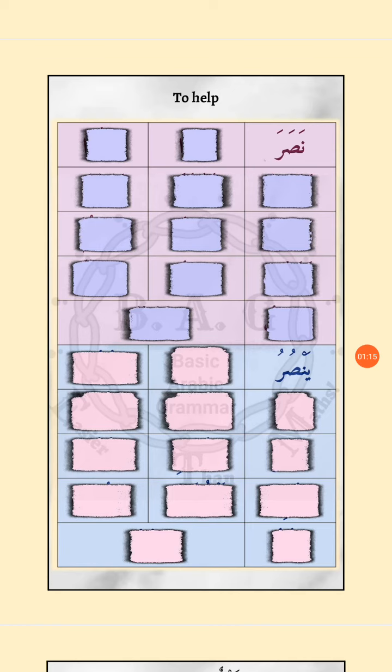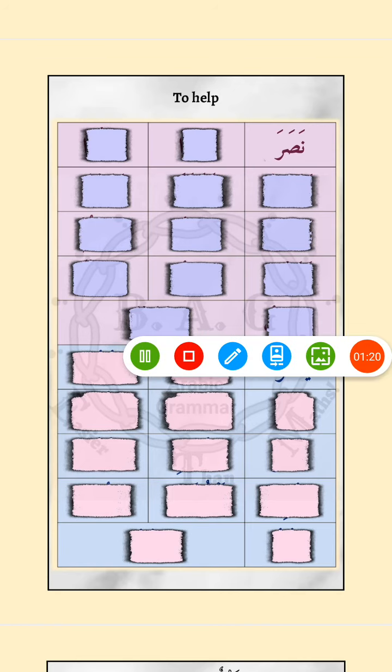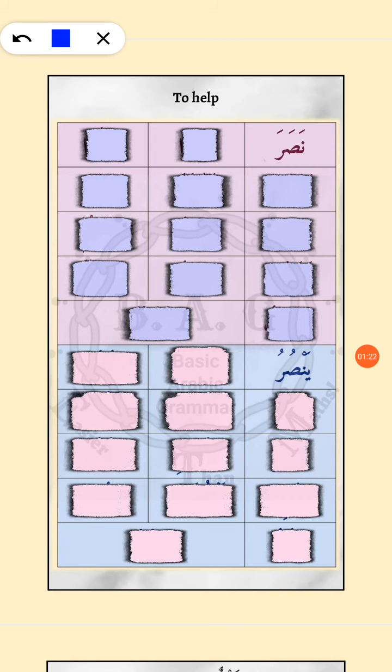The first one is, as you can see, your example that we have already done in the previous lessons. Nasara, he helped. Yansuru, he helps. So this pink one is going to be your fi'l mazi, and this one is going to be your muzara. All right, so let's begin. Pause the screen, complete the table, and then unpause it, play it again, and then we'll discuss the answers.